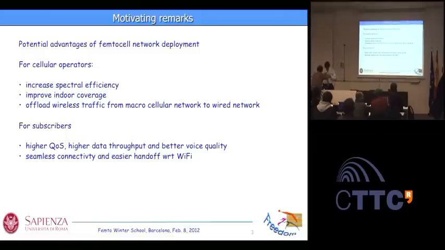You can get the microphone higher, so closer to you. Is it better now? In the back?